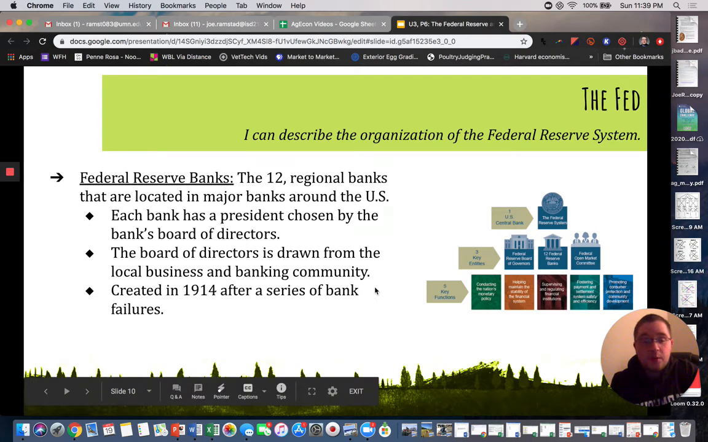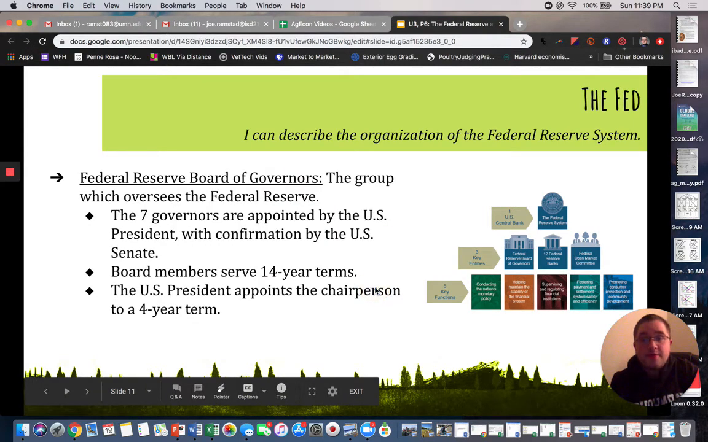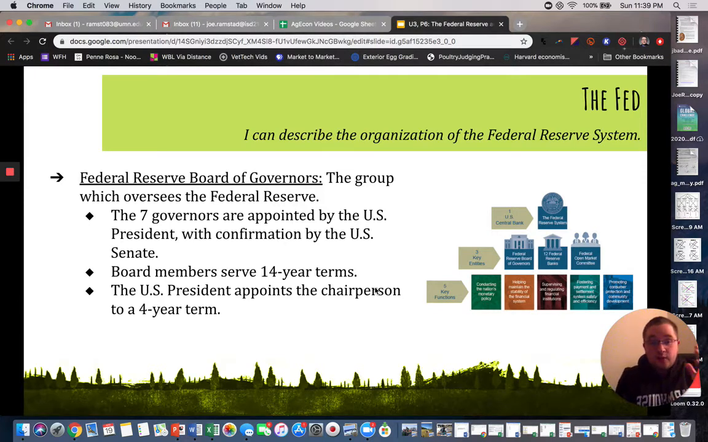Okay, so we start with our 12 regional banks. Then we get our Federal Reserve Board of Governors, and this is the group which oversees the Federal Reserve as a whole. There are 7 individuals who are governors on this board, and they're appointed by the United States President. So right now that would be President Donald Trump. And this is confirmed by the U.S. Senate. So they have the ability to confirm and approve these 7 individuals.